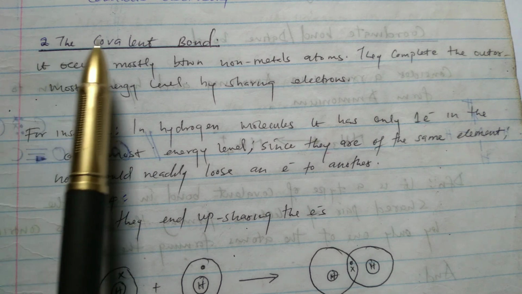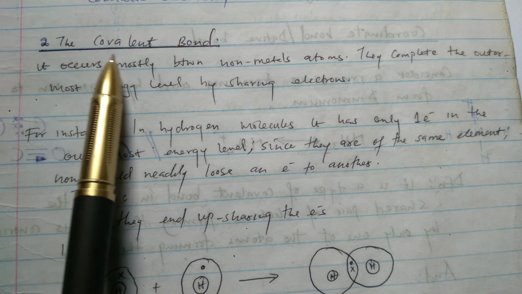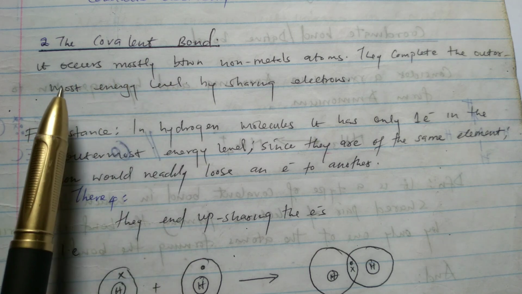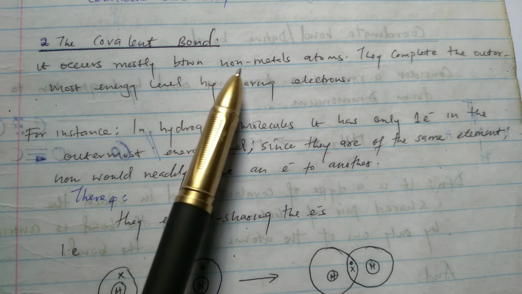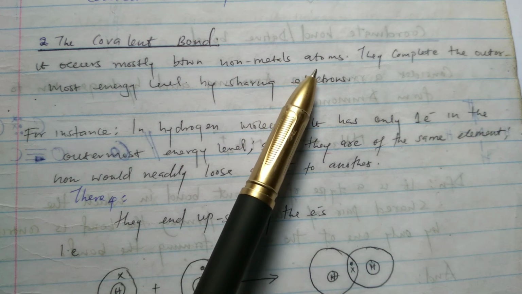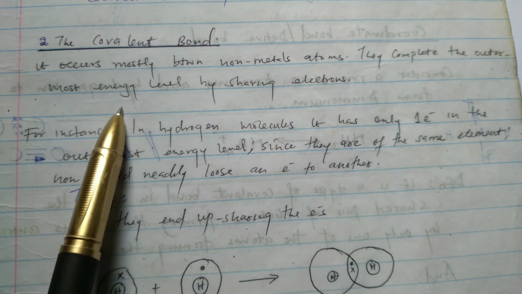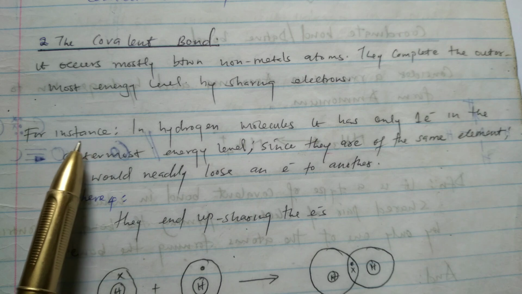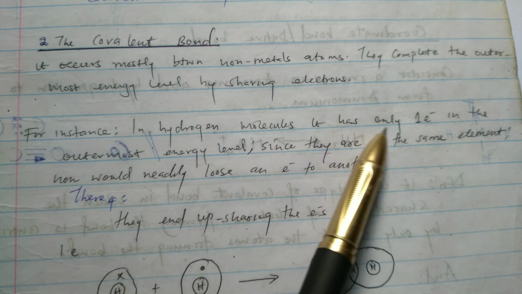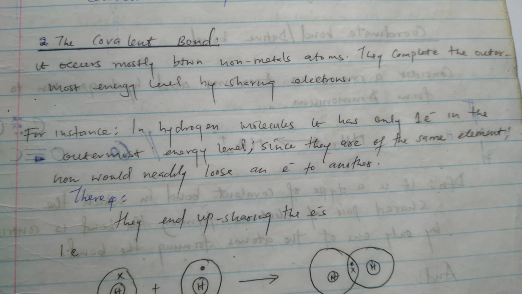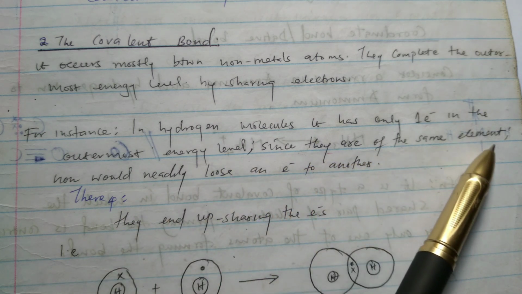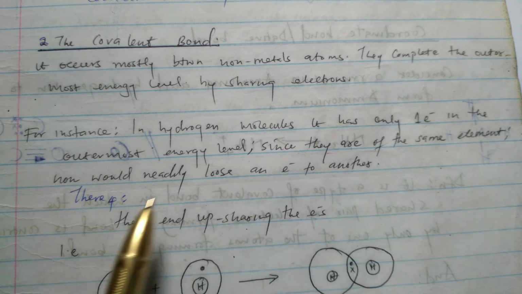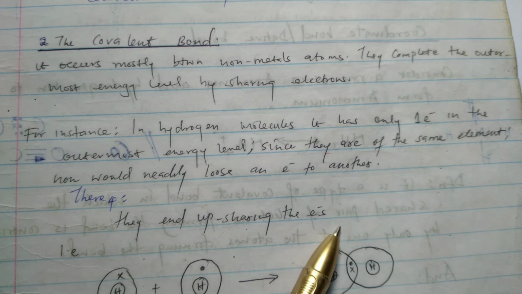In our previous lesson we were learning about ionic bonds and their compounds, but today we want to deal with covalent bond. It mostly occurs between non-metal atoms, and they complete the outermost energy level by just sharing electrons, right? For instance, in a hydrogen molecule, each atom has only one electron in the outermost energy level, and since they are of the same element, none will readily lose an electron to another. Therefore, they end up sharing the electrons.